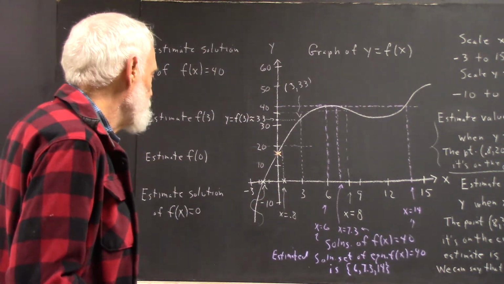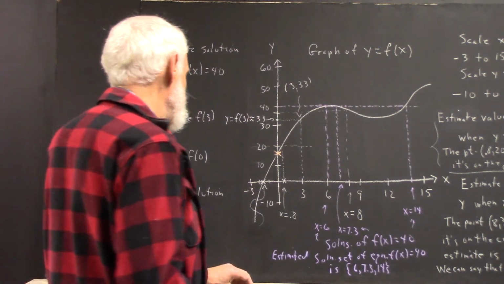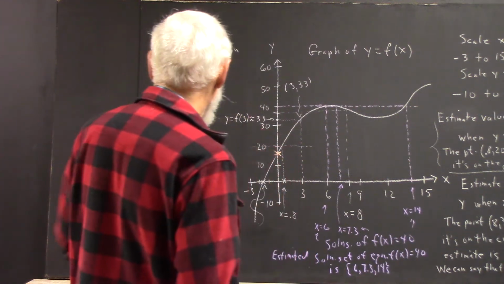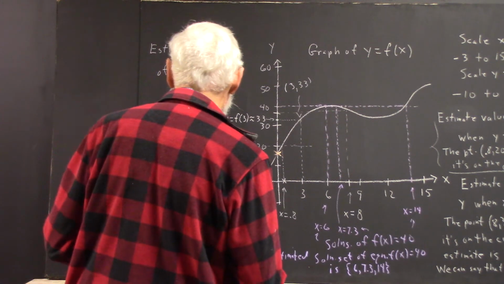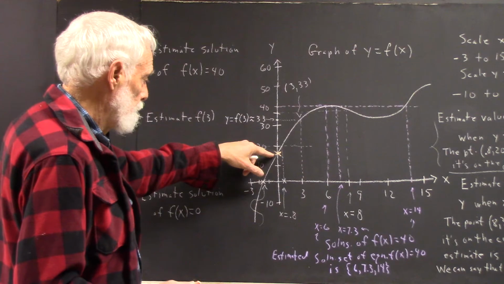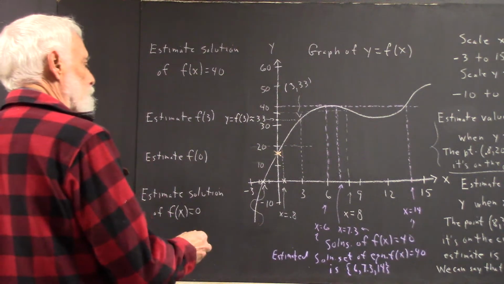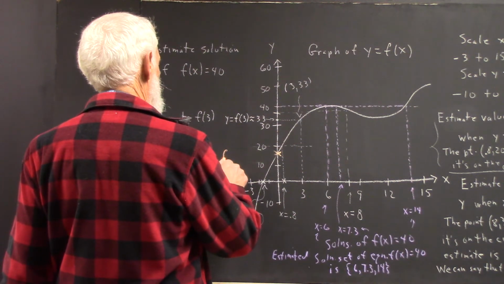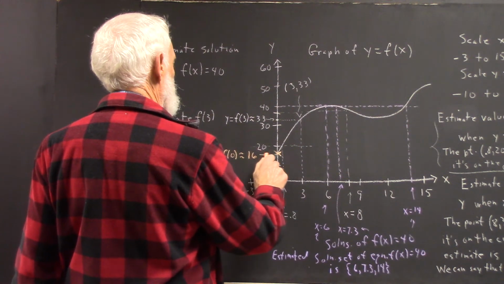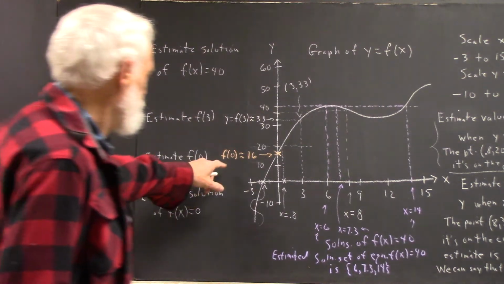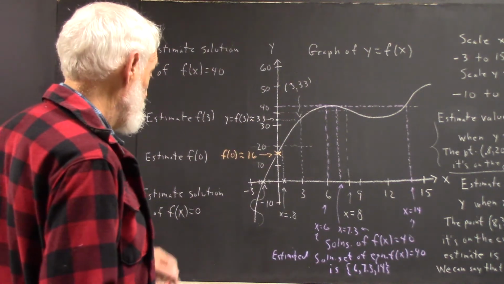Good. Okay, now we're going to estimate f of 0. Okay, well, here is our estimate of f of 0, because of course x is 0 here, and right here is where we cross the graph. So I could write f of 0 is approximately 16. That was the estimate that we used. So just another notation.